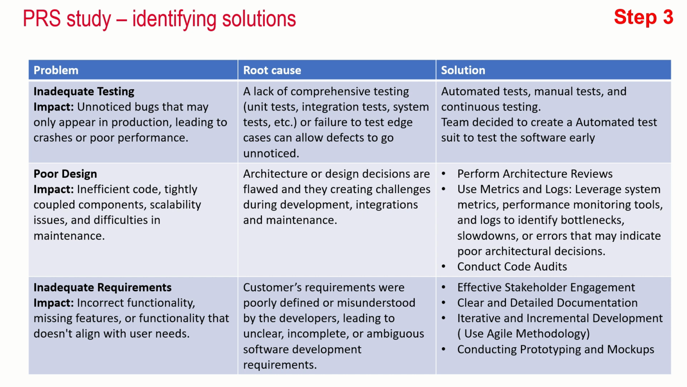The third one is the inadequate requirement. So incorrect functionality, missing features, or functionality that doesn't align with the user needs is basically the inadequate requirement. The root cause of this was the customer requirements were poorly defined or misunderstood by the developers. That leads to unclear, incomplete, or ambiguous software development requirements for them. So the solution that they identified for inadequate requirement was that they will do effective stakeholder engagement. Clear and detailed documentation is also one of the important solutions. And the third one was iterative and incremental development, means they want to use agile methodology.